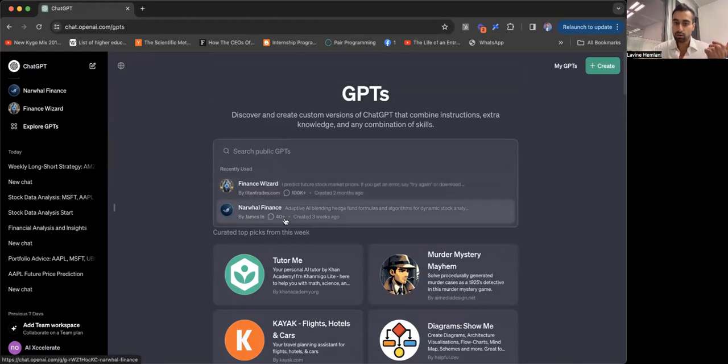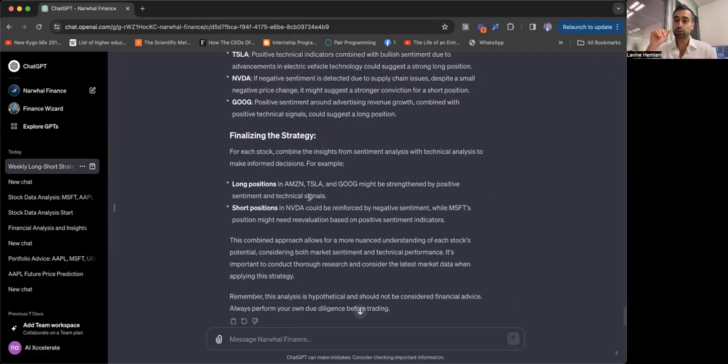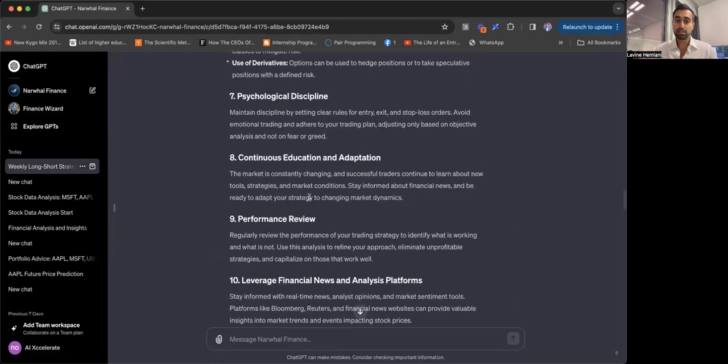And then there's another one called Narwal Finance, which is an adaptive AI blending hedge fund. So not a lot of people know how to use this or whether or not these things even exist. So I'll give you an example in this video of how you can actually embed both of them together. And it's very cool because you can take elements of sentiment analysis, which Finance Wizard's quite good with, more quantitative and economic prospects. So I'll show you what I just did, and then I have another video where I can show you how to create your own custom GPT.